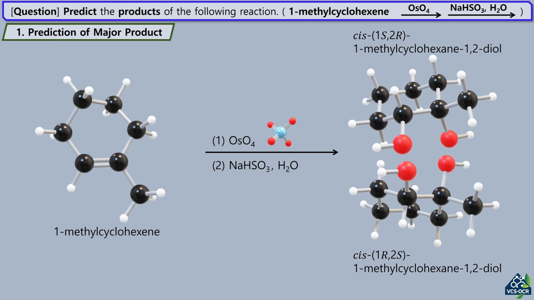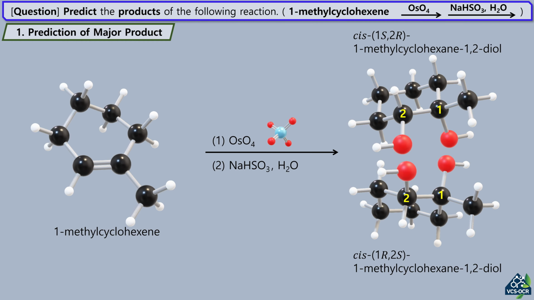Dihydroxylation with OsO₄ is a concerted syn addition. The two new C–OH bonds form simultaneously on the same face of the alkene. Starting from 1-methylcyclohexene, two new stereocenters are created at carbons 1 and 2, producing 1-methylcyclohexane-1,2-diol with the two hydroxyl groups cis to each other.